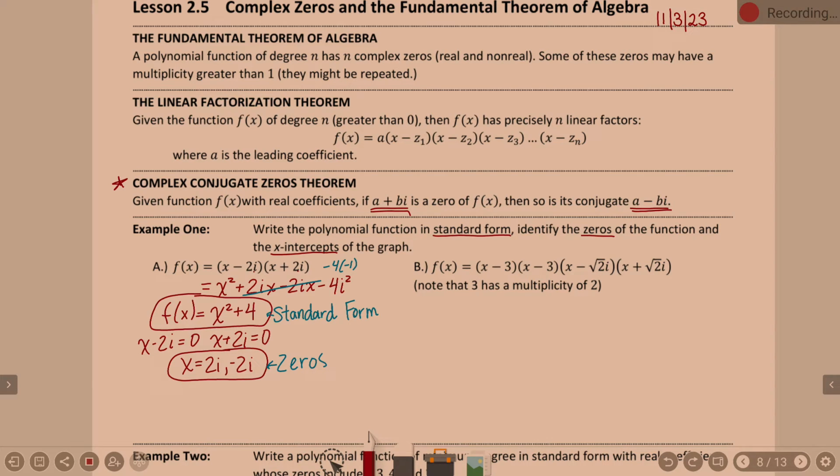X-intercepts. Where is this graph going to cross the x-axis? Where does a graph normally cross the x-axis? On 0, at its zeros, yes? What are my zeros? Not real. So since there are no real zeros, this graph will not cross the x-axis.